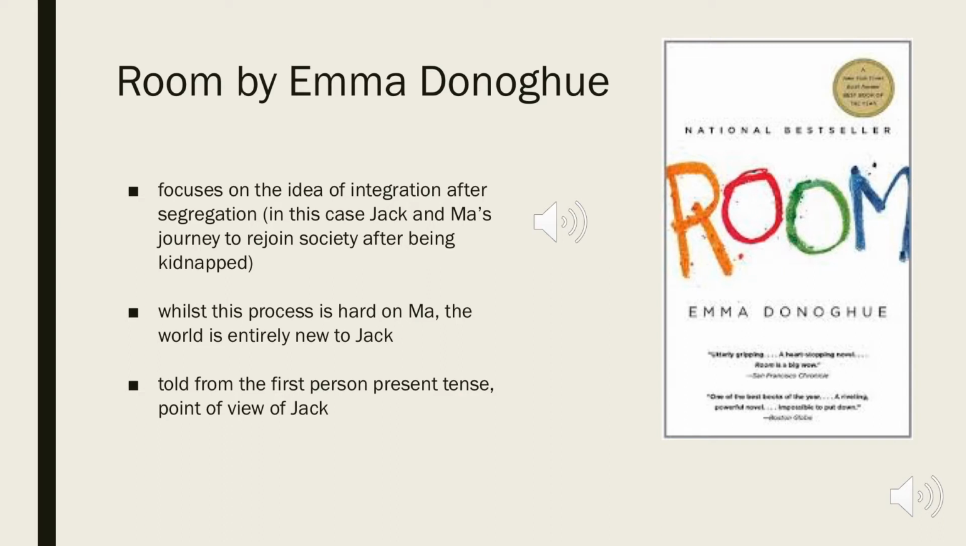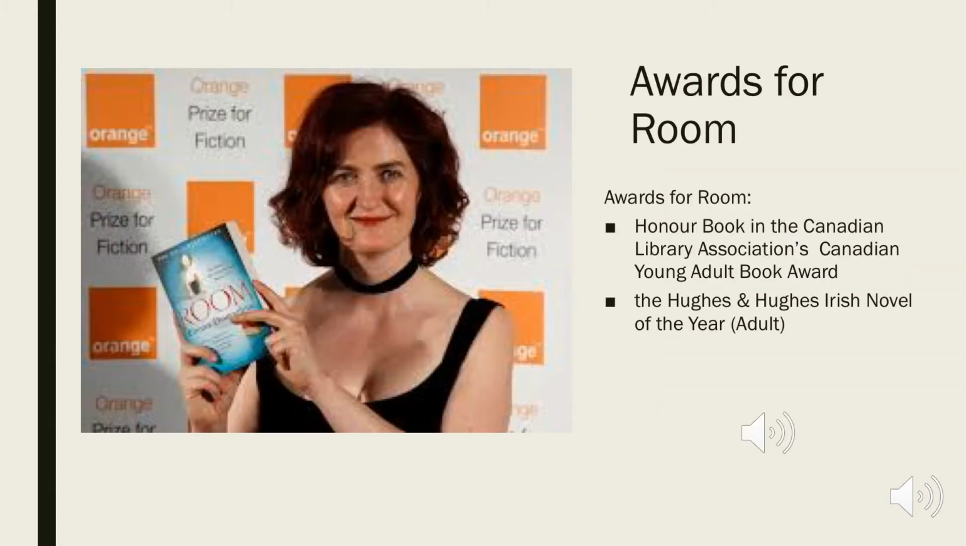Whilst I will not name all of Donoghue's awards that she received for this novel, I will, however, draw your attention to the fact that in a question and answer session on the website Goodreads, she stated, "I don't have a particular reader demographic in mind, gender, age, nationality, etc." And therefore this book has won awards across several categories, such as being named an honour book in the Canadian Library Association's Canadian Young Adult Book Award and the Hughes and Hughes Irish Novel of the Year. This could be because of the versatility of the text and its universally recognisable point of view.